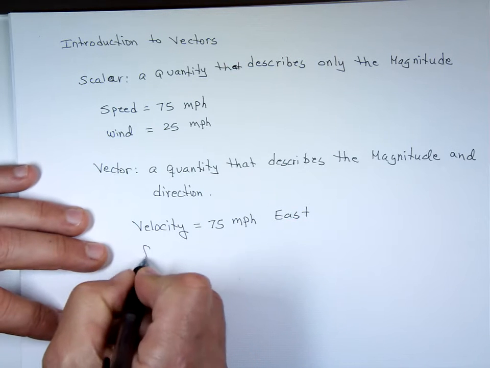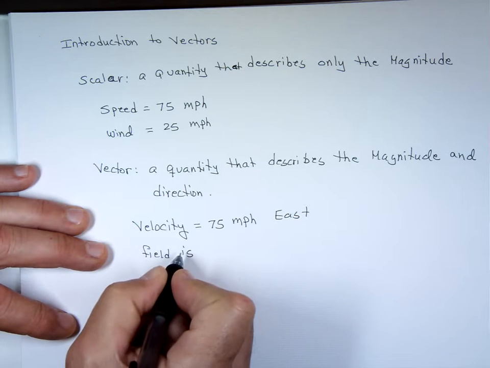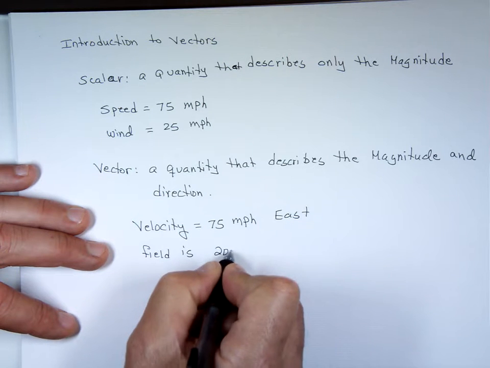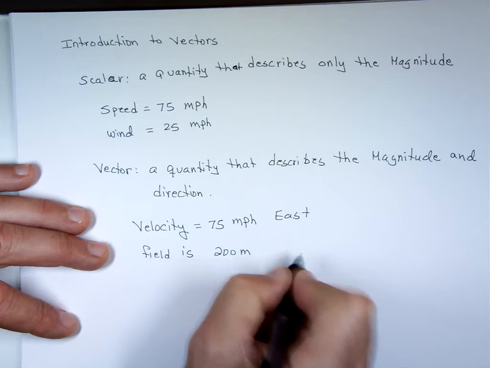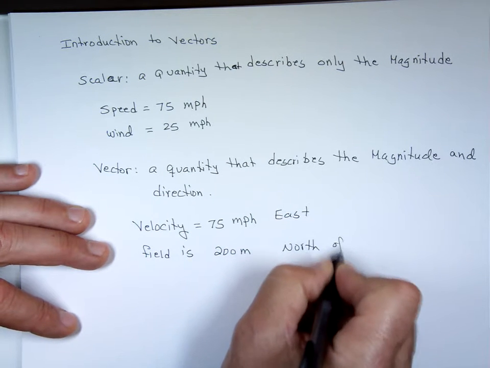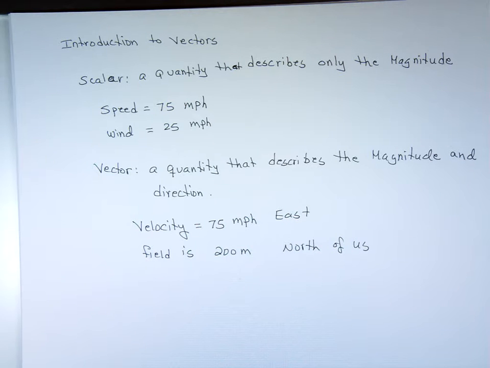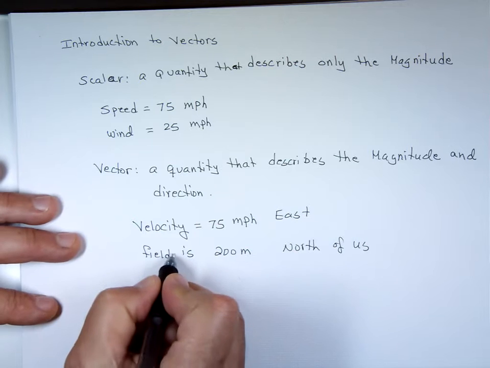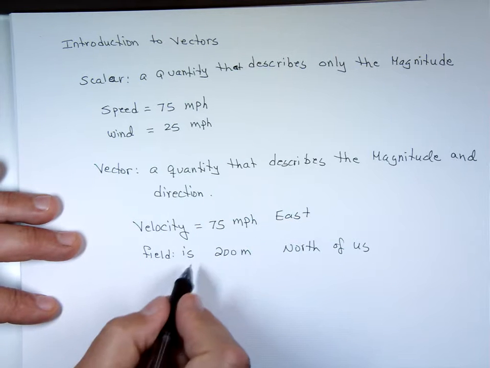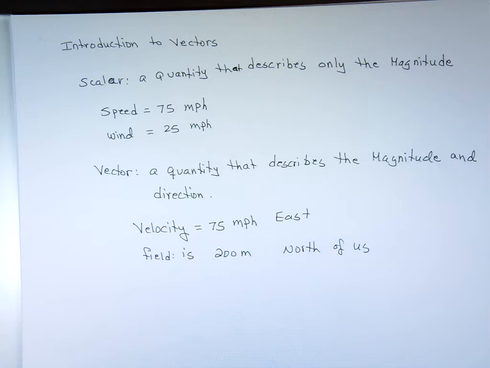The soccer field is 200 meters north of us. That's also a vector. The soccer field is 200 meters, so that's the value of how far you have to go, in which direction, north of us.